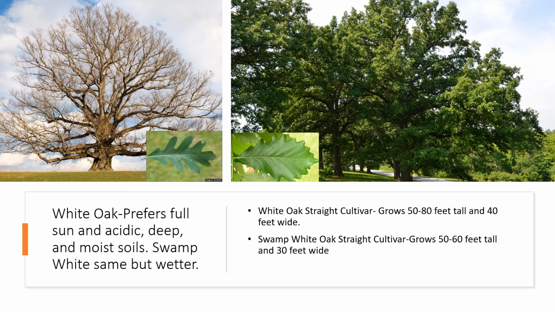But white oak straight cultivar grows about 50 to 80 feet tall and about 40 feet wide. So it's a large tree. And then the swamp white oak is pretty much the same, maybe not quite as tall, only 50 to 60 feet tall and about 30 feet wide. So it's a little smaller, but very similar trees, and they're both gorgeous. Even the winter silhouette, I think, of the white oak is just absolutely gorgeous.